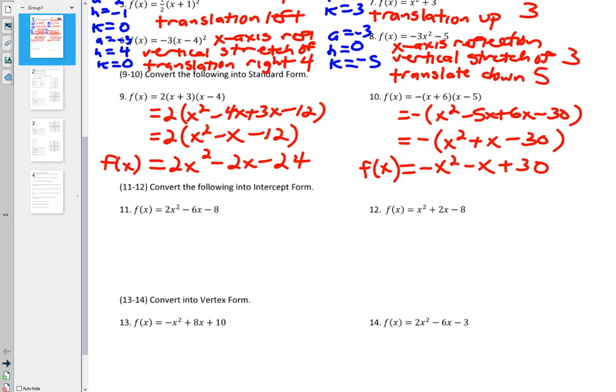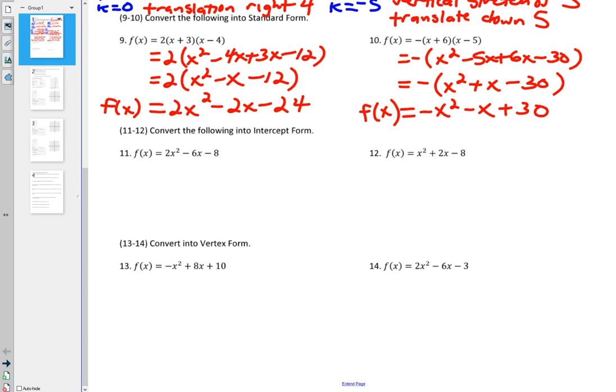Okay, how about intercept form? What's another word for intercept form? Factored form. So what do you think you have to do if you're going to write something in intercept form? You have to factor. Now, technically, just to be clear, in order to factor, you first need to be in standard form. Luckily, both of these, 11 and 12, are in standard form. So I know factoring, that's a big monkey wrench there. That's not as easy as it sounds, but it requires a lot. What would you do first to factor number 11?